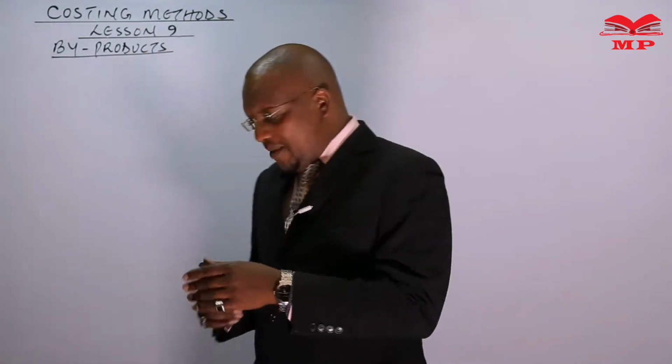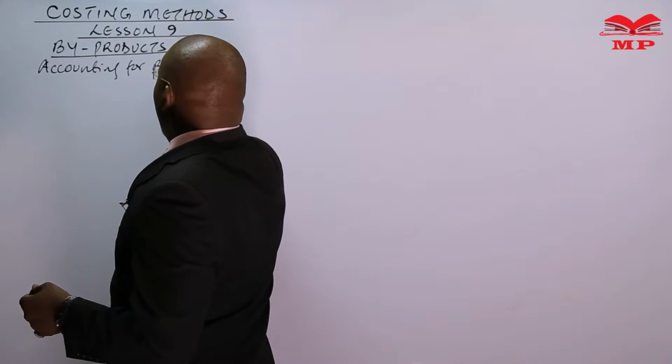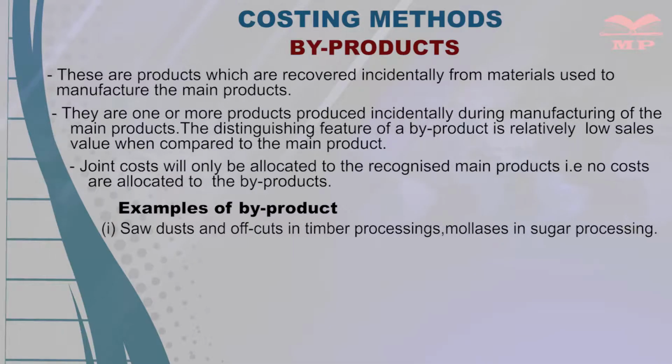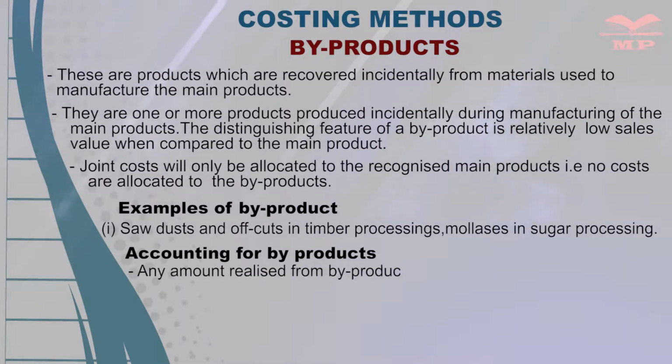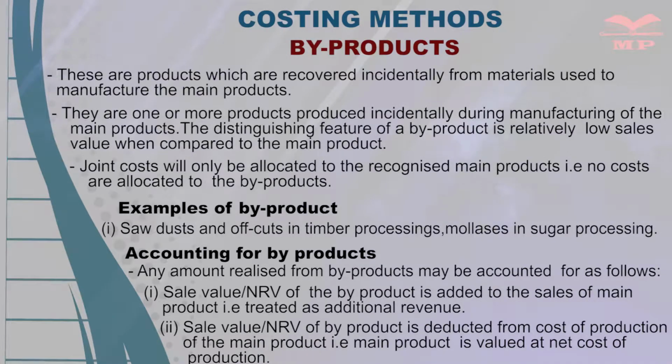Now, accounting for byproducts. Any amount realized from byproducts may be accounted for as follows. 1. Sale value or NRV of the byproduct is added to the sales of main product. That is, treated as additional revenue. 2. Sale value or NRV of byproduct is deducted from cost of production of the main product. That is, main product is valued at net cost of production.